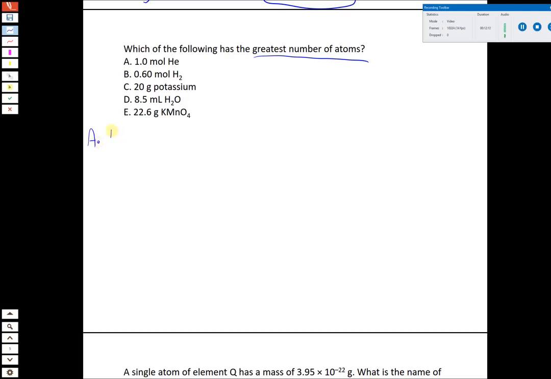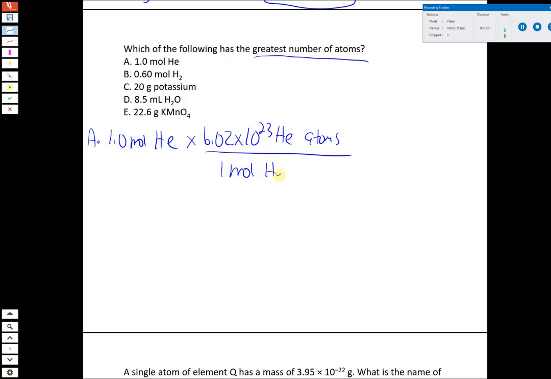So for choice A, we have 1 mole of helium. Helium is just a monoatomic gas. It's just made up of helium atoms. So if we want to find the number of atoms in this, we just need to multiply by Avogadro's number. 6.02 times 10 to the 23rd helium atoms in 1 mole. And we just get Avogadro's number. So this has 6.02 times 10 to the 23rd atoms. Alright, so this is just 1 mole of an element, so by the definition of a mole, it would have that many atoms. Now, if we go to choice B, though, here we have a diatomic element, H2.